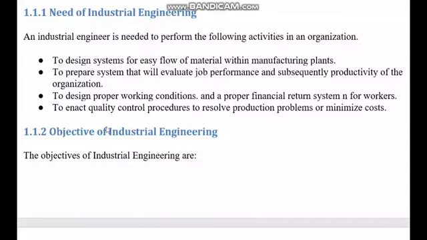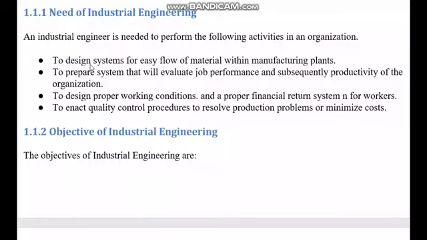Okay, and then to resolve the production problems, if any problem comes, how to resolve it, and how to minimize the costs, whether wastage of raw materials or supplies, all these things. So these things come under an industrial engineer. See, an industrial engineer is not directly involved in the production of anything or in manufacturing or machining of any component.